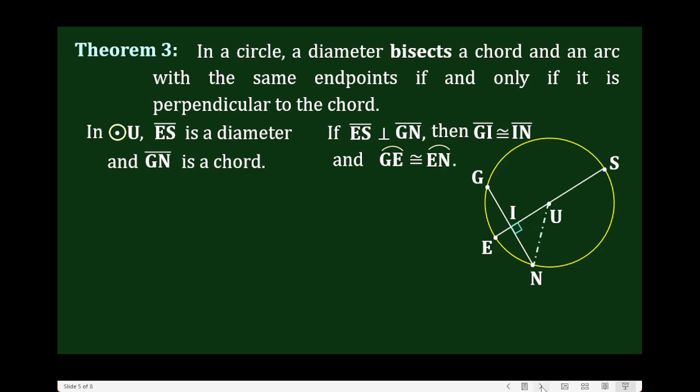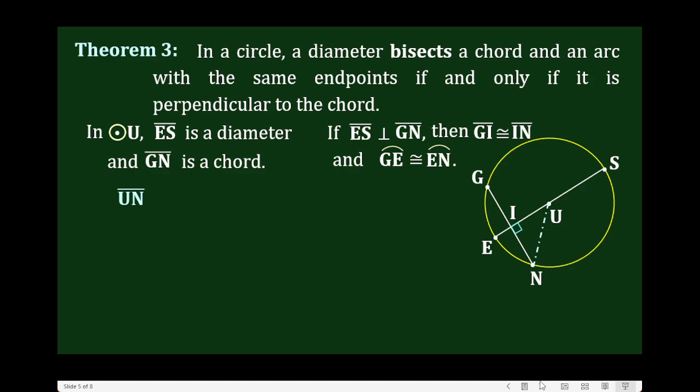Now suppose we draw a segment from the center to point N, as indicated by this broken line segment. In a circle, this segment is actually our radius, UN. Because of this segment drawn in this circle, we just formed another geometric plane figure, and that is obviously a right triangle.